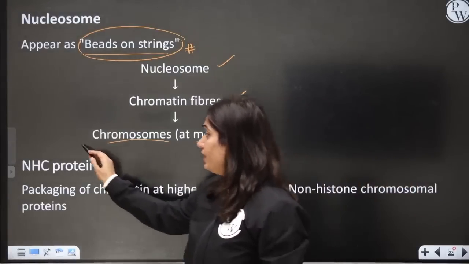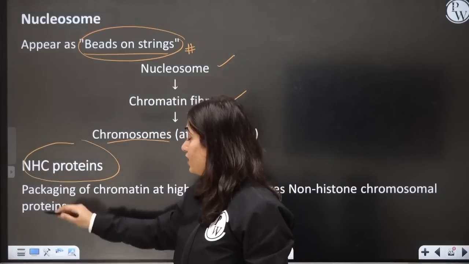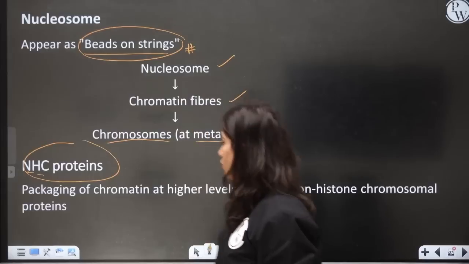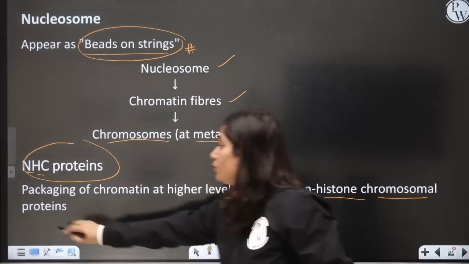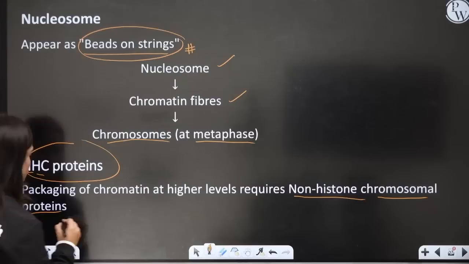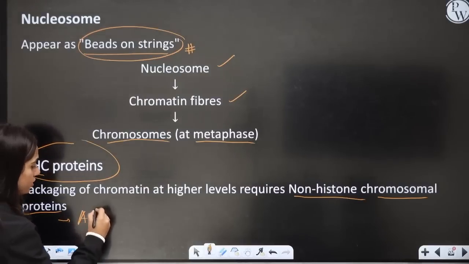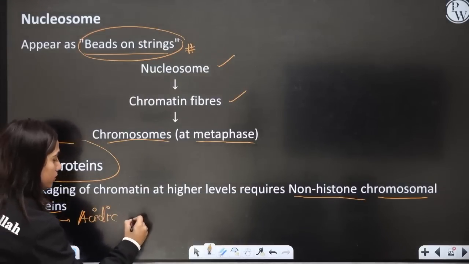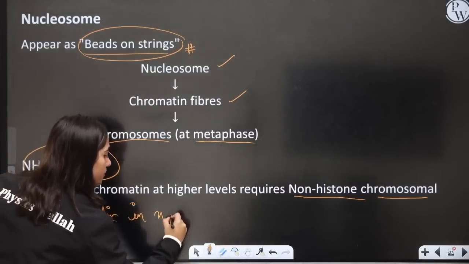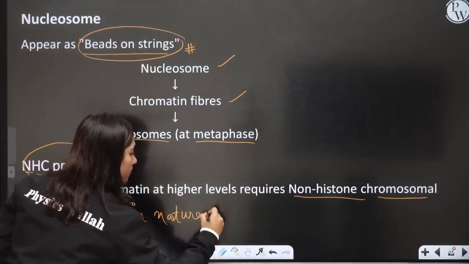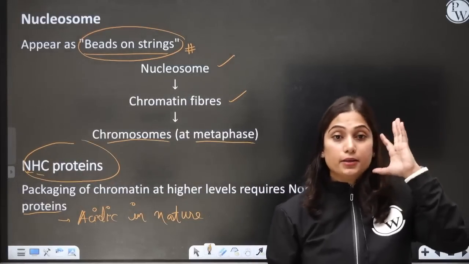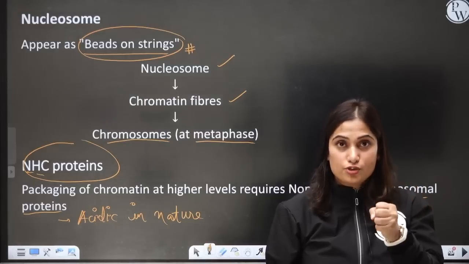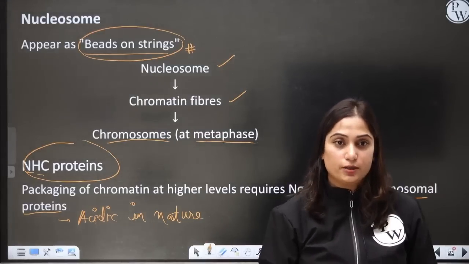There are some other types of proteins which are involved in packaging, non-histone chromosomal proteins. These proteins are acidic in nature and they are used in higher level of packaging. Okay.